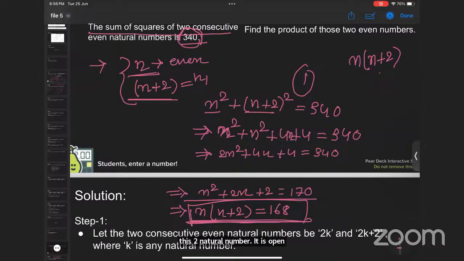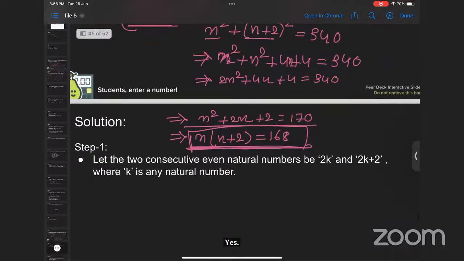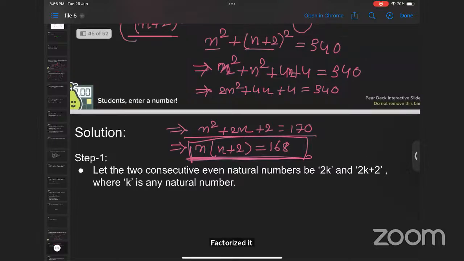Yes, ma'am. The numbers are 12 and 14. Yeah, so how did you find that? I factorized the equation, right? I took the quadratic formula. Okay, yeah. Roots of the equation.